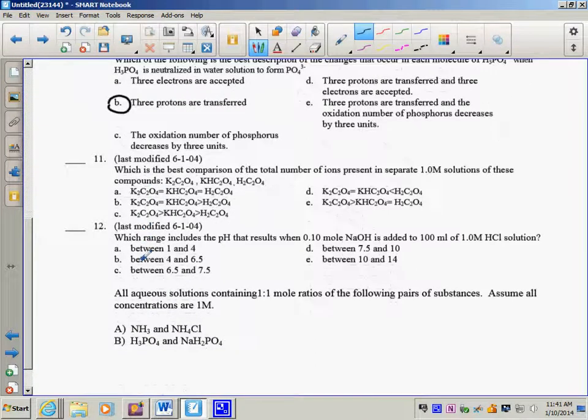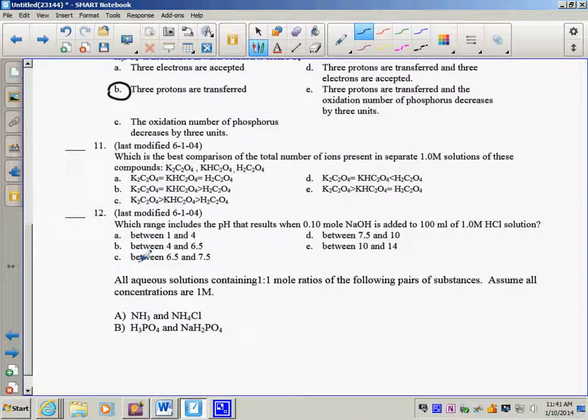Alright, number 11, it says which best compares the total number of ions present in separate 1 molar solutions of each of these compounds. Now keep in mind, we have K2C2O4. Ionic compound, it splits here. We're going to have 3 particles present. Three things break apart. 1 molar times 3 will be 3 molar.